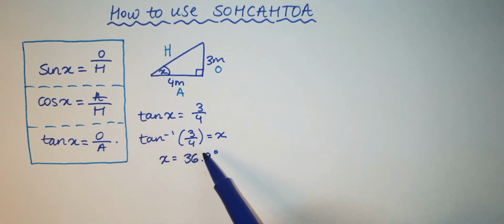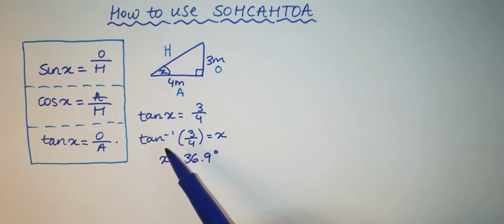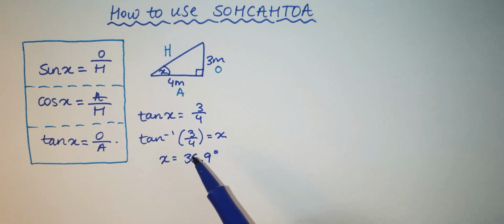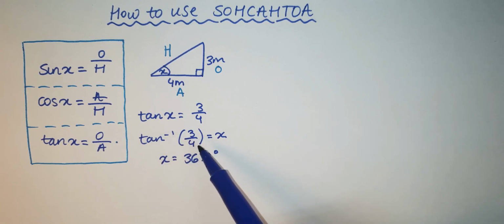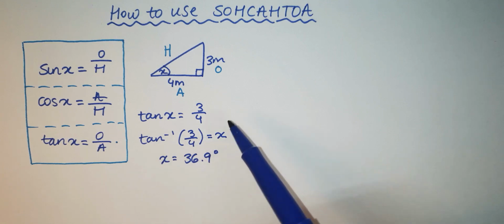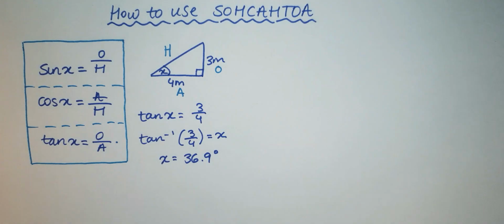Now, this step might seem confusing, but if you press shift and then tan on your calculators, you'll get this function here, tan to the minus 1, which is inverse tan. When you put in 3 over 4 in those brackets, you will get 36 point, and then a long decimal, but you only want it to 1 decimal place, so you would get 36.9. Now, let's move on to another question.